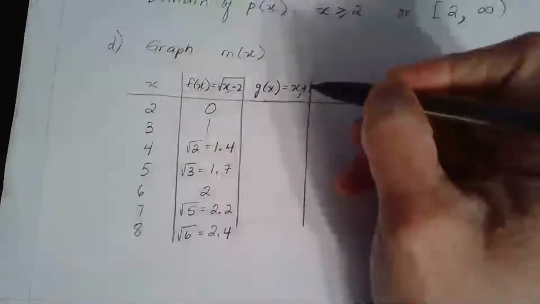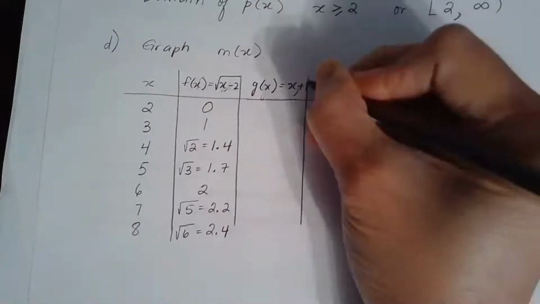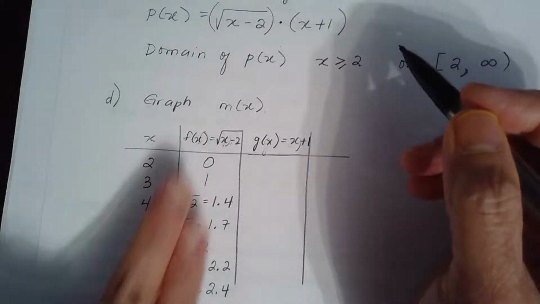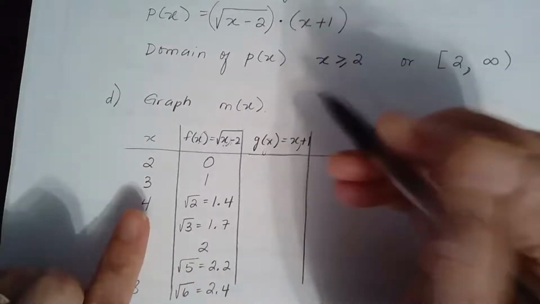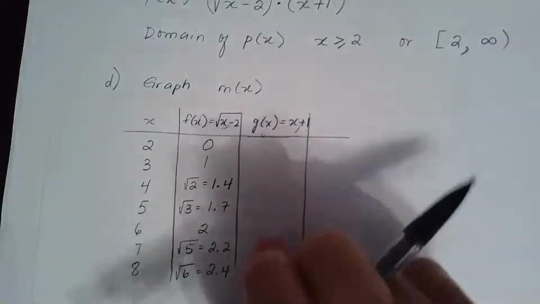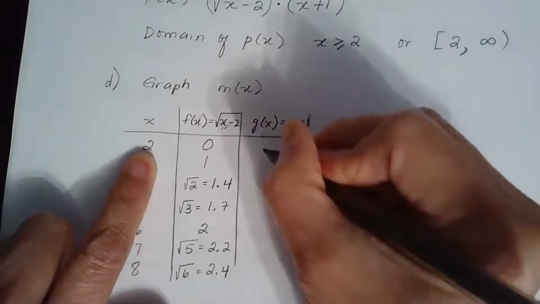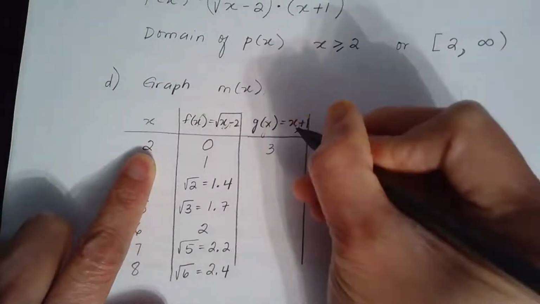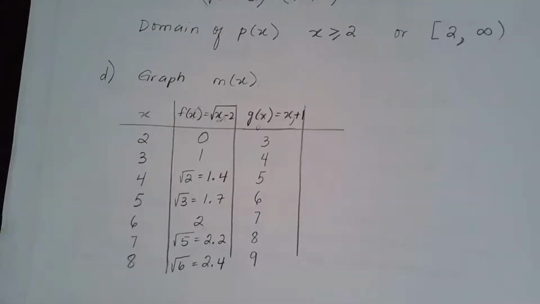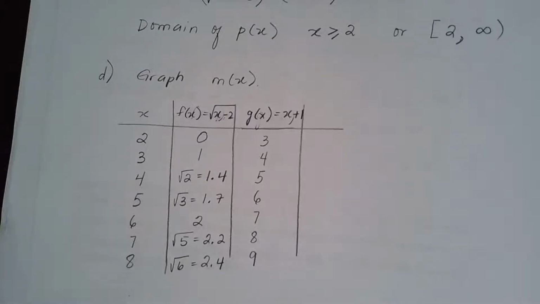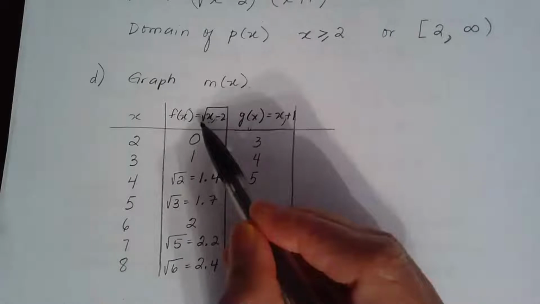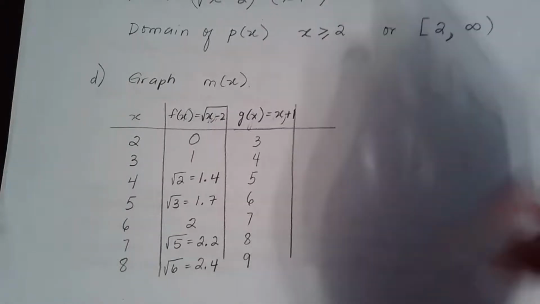Now, what about this one? g of x. g of x is x plus 1. So we're going to kind of ignore this column here. We're going to use this column here, x and the g of x. So if x is 2, g of x is 3. If x is 3, g of x is 4. Okay. So we're pretty much using the same strategy as what we were doing before, but this time we actually know the specific function.